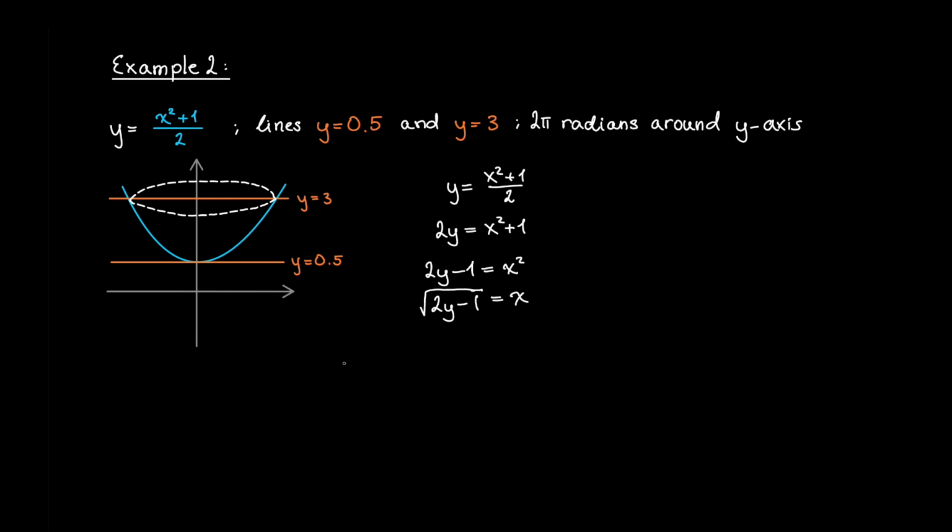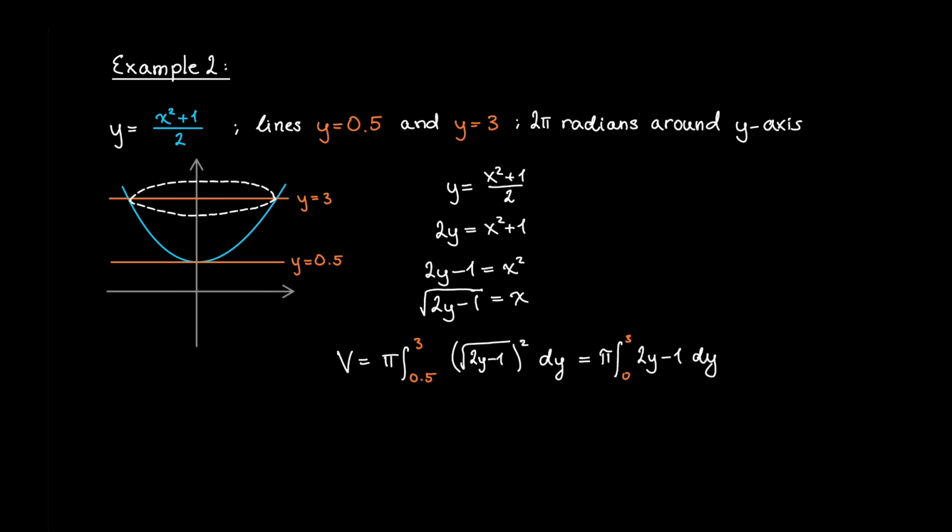Now we can use that same formula for volumes with integrals. The volume here would be equal to pi times the integral from the lower y value 0.5 to the upper y value of 3. And we take the integral of our function, square root of 2y minus 1, squared, and in the end, instead of dx, we will write dy. So the idea is the same, only the variable changed.